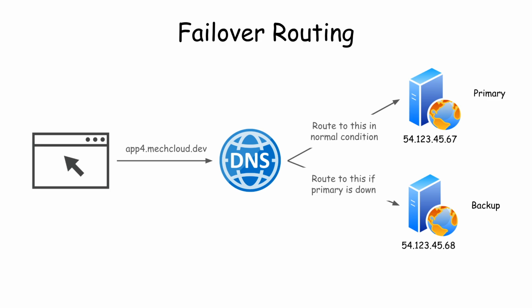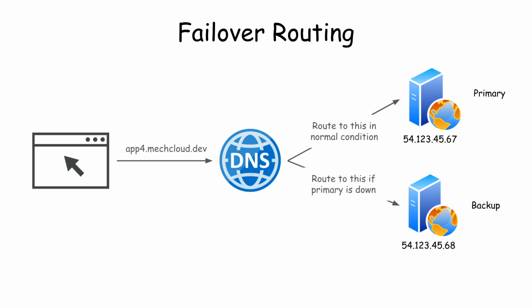As our diagram shows, we have 2 servers, one designated as our primary resource and another as the backup. Under normal conditions, when a user requests app4.mecloud.dev, Route 53 performs a health check on the primary server. As long as it's healthy and responding, all traffic is directed to it at the IP address 203.0.1.13.50. The backup server sits idle, receiving no traffic.